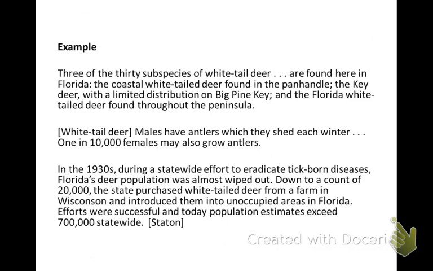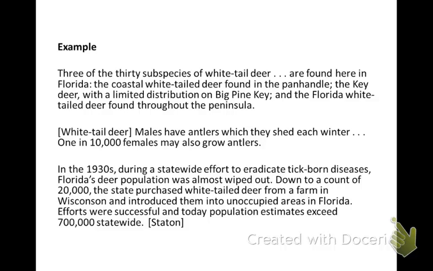Here's the second example. 3 of the 30 subspecies of white-tailed deer are found here in Florida. The coastal white-tailed deer found in the Panhandle, the key deer with a limited distribution on Big Pine Key, and the Florida white-tailed deer found throughout the peninsula. White-tailed deer males have antlers which they shed each winter. 1 in 10,000 females may also grow antlers.